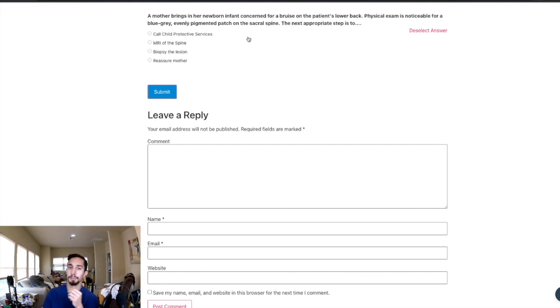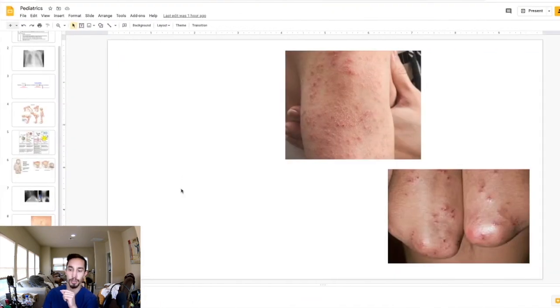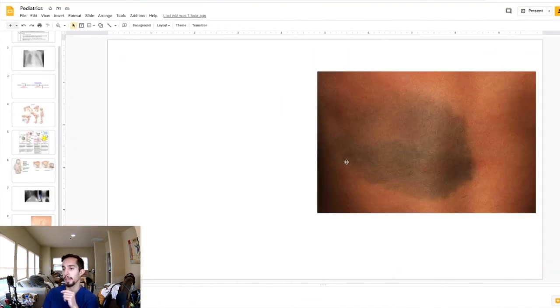So what do you think this is? And I would say this question is probably not entirely fair unless you had an image. So let's look at an image real quick. And here, for the listener at home, we're looking at the lower back of an infant, and here you can see an annular patch across the infant's lower back, showing kind of black to dark blue discoloration.